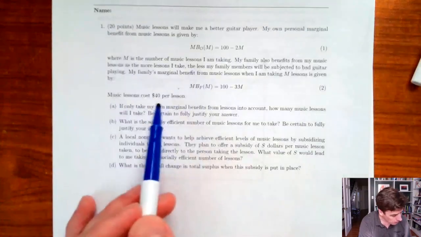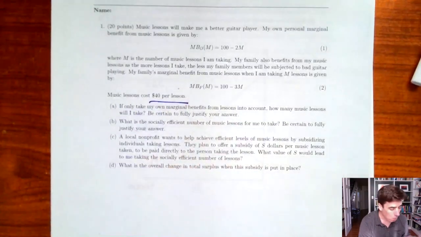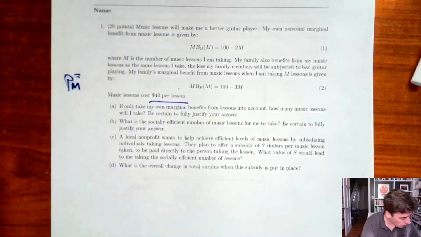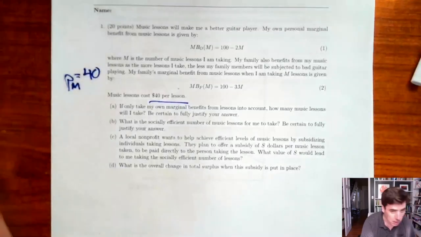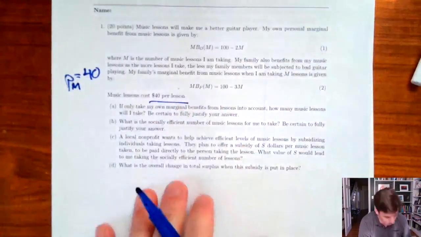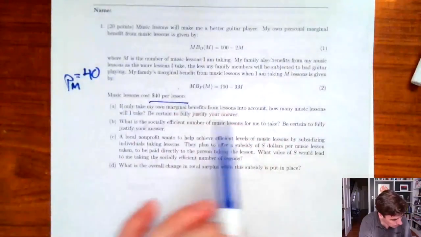But the last part of the statement, music lessons cost $40 per lesson, is an important piece of information that I want to keep track of. So over here, I'm just going to write that the price of a unit of M is $40. That way, when I look back at my margin, that price is easy to access instead of searching through the text again.